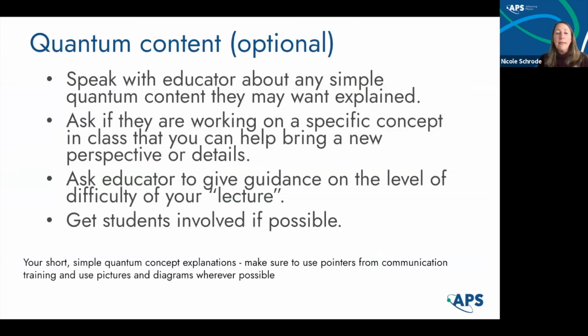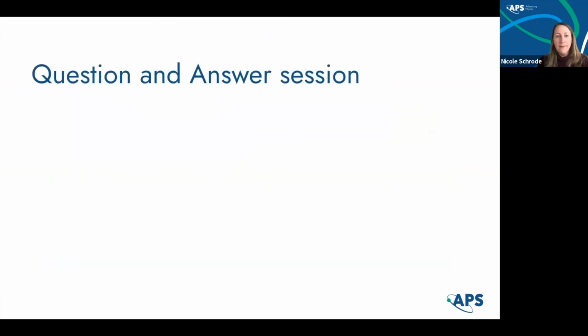Great. And then this is something you should talk to the teacher about. If there is maybe 5 minutes of content, we don't want to make the focus of this about quantum content, but if this is a class where students are already exploring quantum content, and the teacher wants you to touch on a couple things, really talk with the teacher and make sure you're getting it at the right level. And then your question and answer session, which I'm sure you will all include. So that is the information we have.